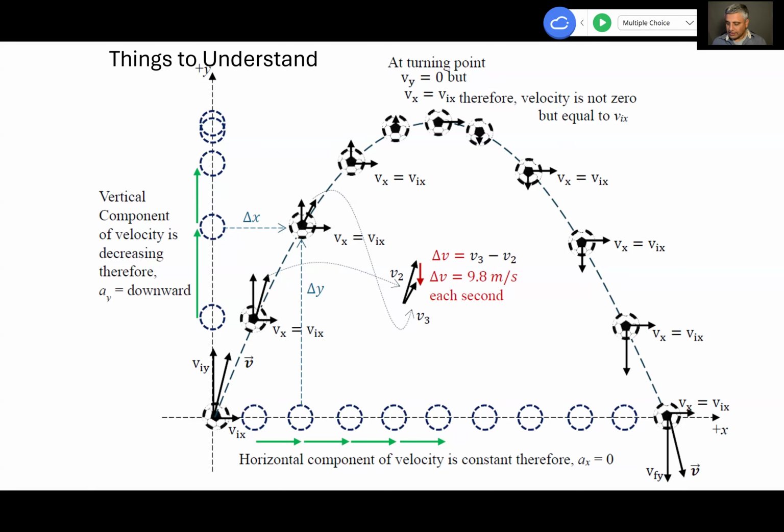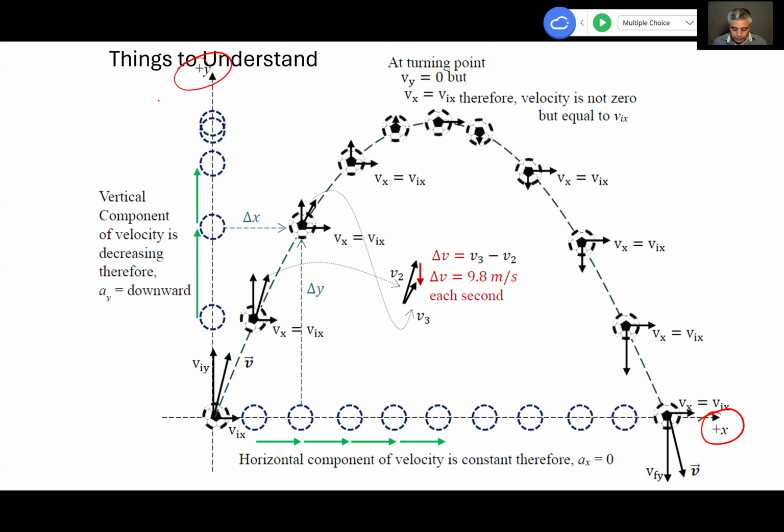Okay, folks, welcome back. We were talking about how to analyze projectile motion. We said projectile motion can be broken down into two separate components, horizontal and vertical. Often the horizontal component is denoted by the x-axis and the vertical component by the y-axis, okay? In this case, I am assuming right is positive and up is positive, but of course, we can also choose down as positive, okay?